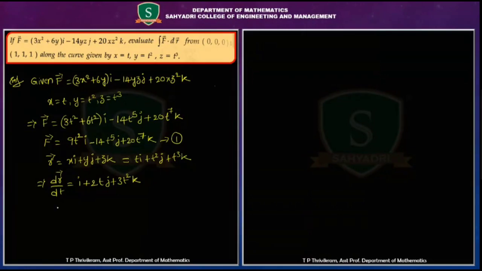Okay, so dr is equal to how much? i plus 2tj plus 3t square k into dt.